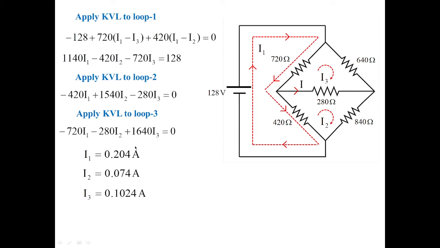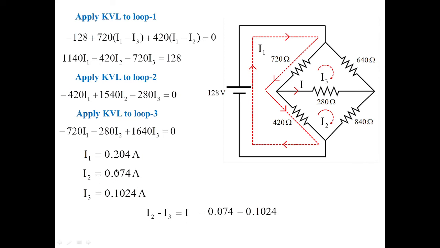Solving these three equations, you are going to get I1 equal to 0.204 amperes, I2 equal to 0.074 amperes, I3 equal to 0.1024 amperes. Now we need to evaluate the branch current flowing in 280 ohms. It should be the difference I2 minus I3. Since the direction of loop current I2 and the given branch current are aligned in the same direction, I get I equal to I2 minus I3.